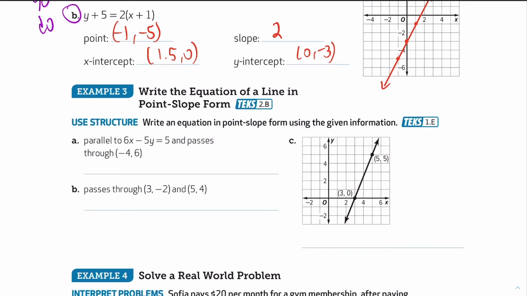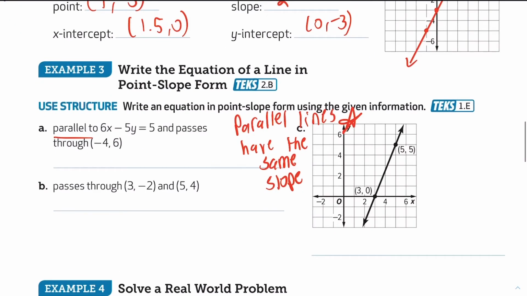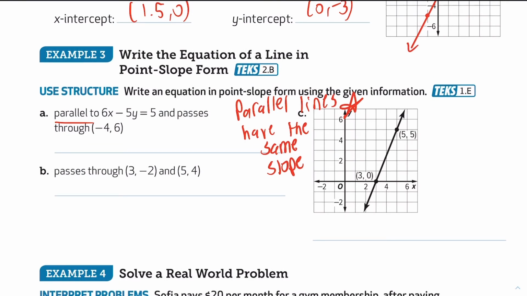Okay, in this next part, it looks like we're learning something new. If we're doing parallel, then that means we need it to have the same slope. Parallel has 2 L's and 1 R. This is something really important, so write down that note. Parallel lines have the same slope. We want it to be parallel to that equation, and we want it to pass through that point.